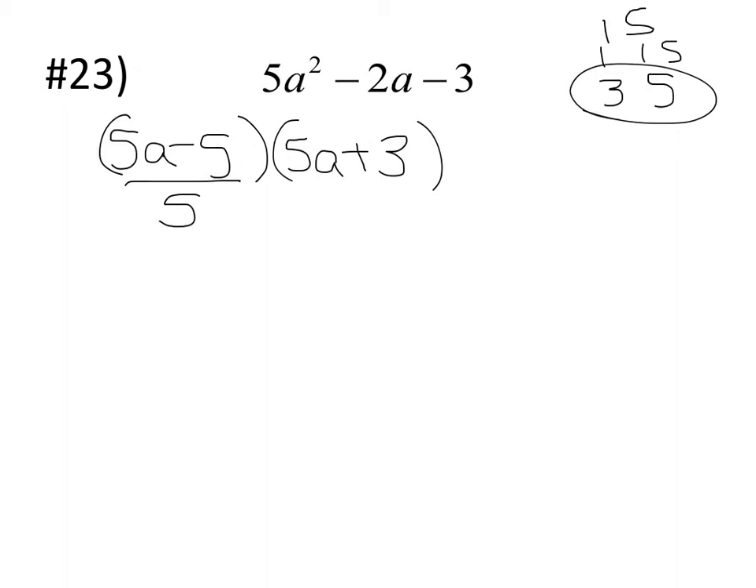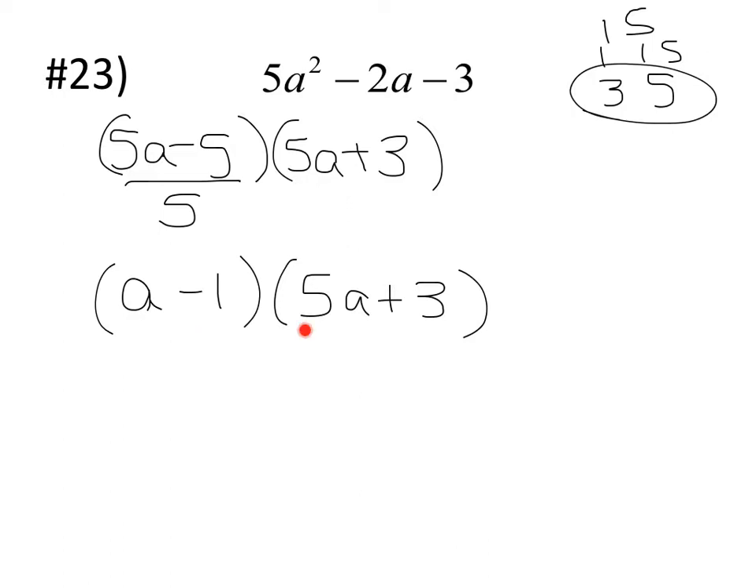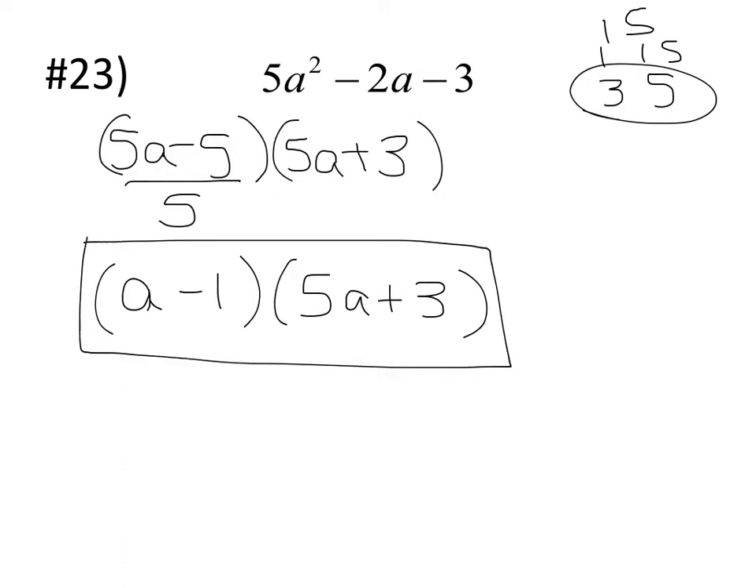This house has a 5 in common, so we divide it out, leaving a minus 1 times 5a plus 3. Verify that you're correct. A times 5a is 5a squared, plus 3a minus 5a gives me negative 2a, and negative 1 times 3 is negative 3. So you are correct, and that is your solution.